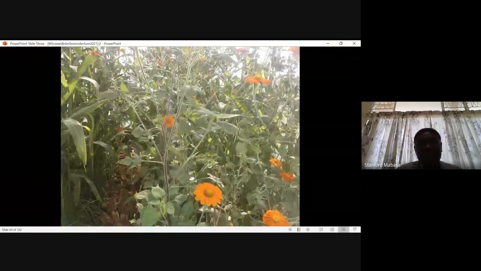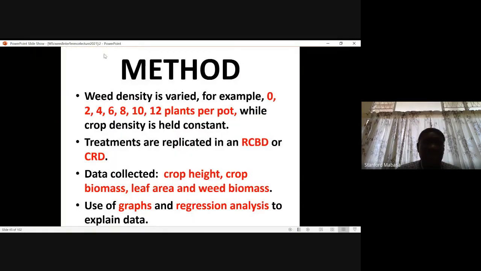It also happened here where Tithonia, which is the weed, was varied from 0, 2, 4, 6, 8, 10, and so on. So this would be the treatments. Now, because this is an experiment, you want to replicate your treatments maybe 4 or 6 times in RCBD or CRD. This means randomized complete block design or completely randomized design.